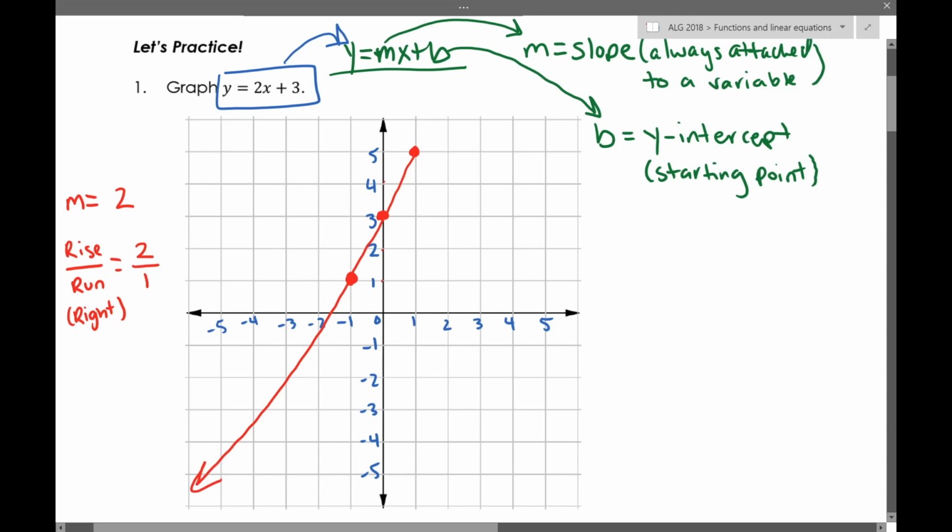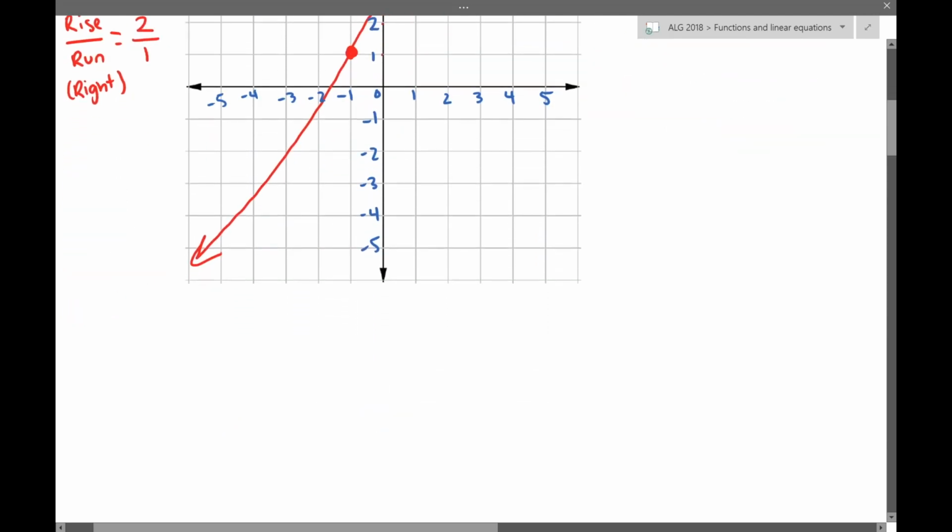It's better. Alright, so again, if I put a dot up 2 over 1, and I have no more room, do it from the opposite direction. So go down 2 over to the left. Alright, let's move to the next question.